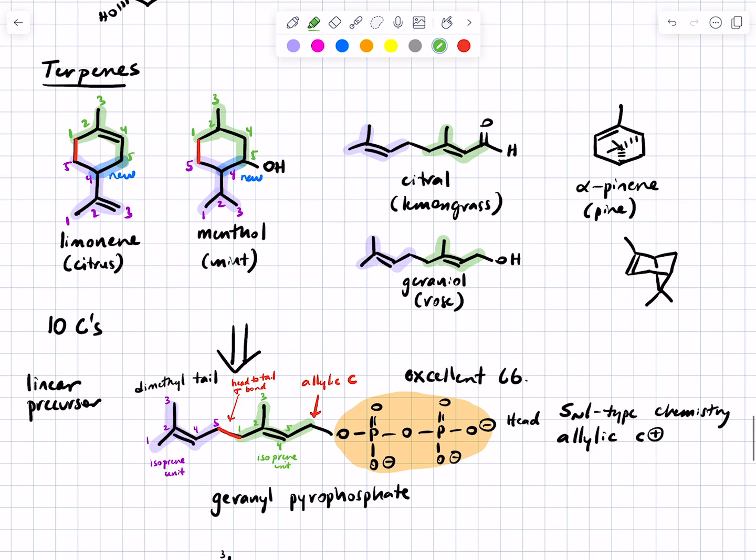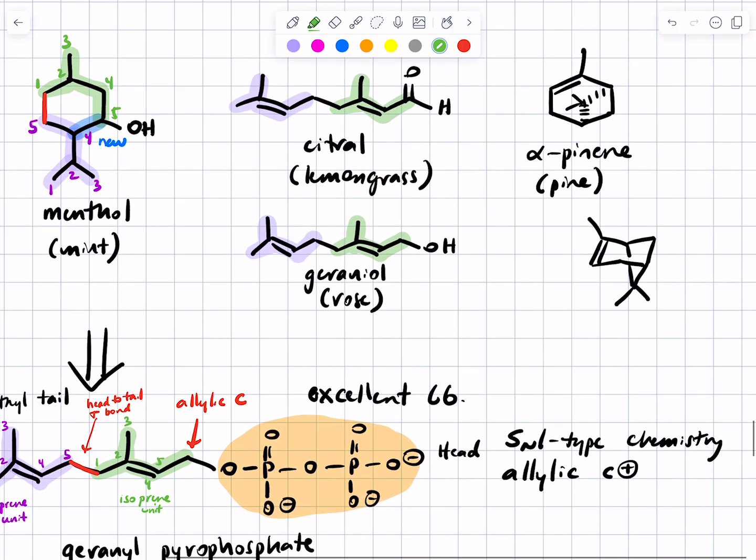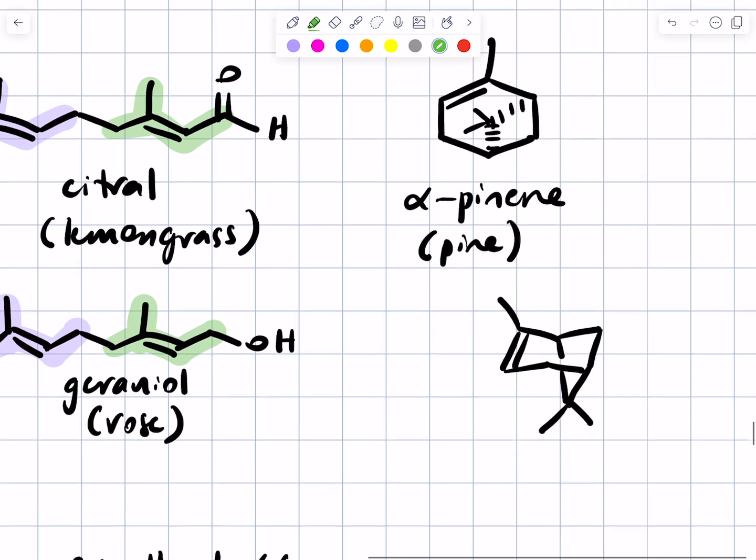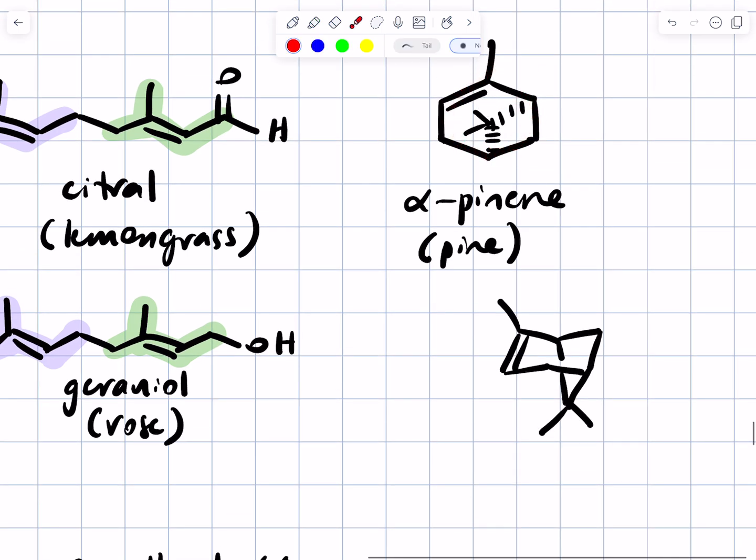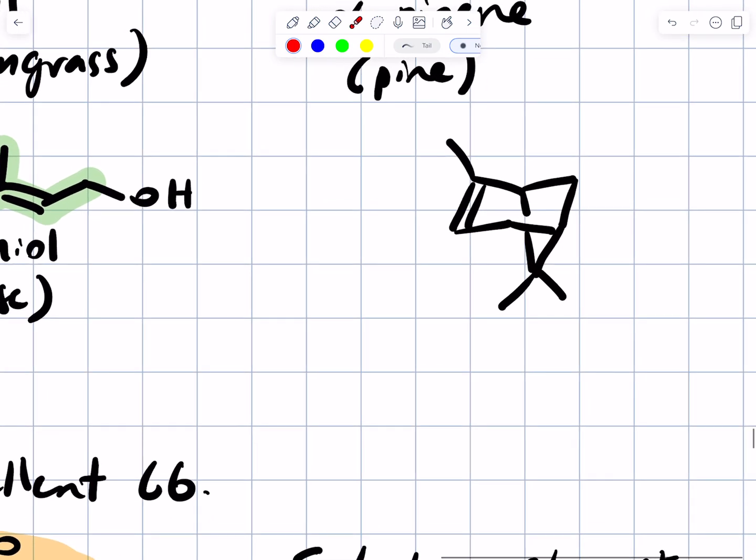Okay. Alpha pinene is somewhat more difficult, at least at first glance. But we can do this either from this drawing or this drawing. I'm going to go with the one below. Start by identifying the dimethyl tail, and that's purple atoms 1, 2, and 3 respectively.